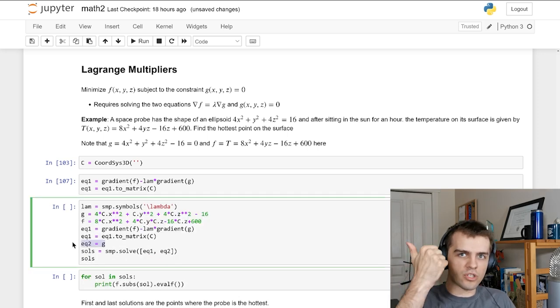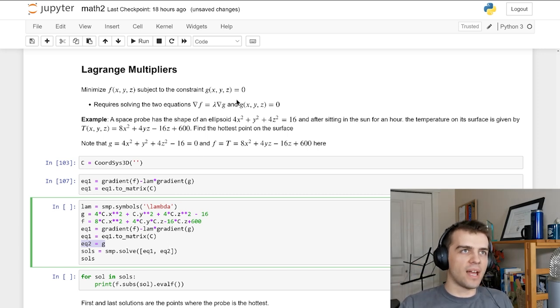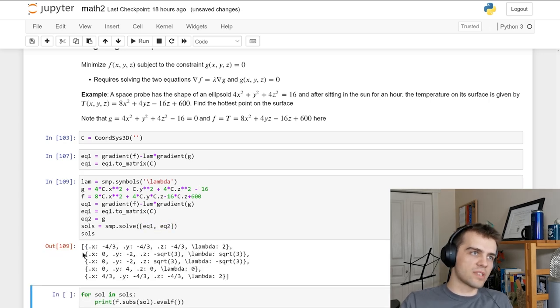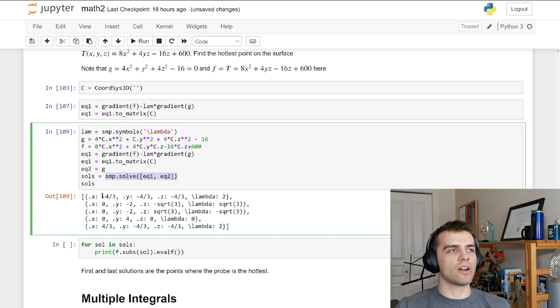So there are four unknowns, x, y, z, and lambda, that new thing we introduce. And there are four equations: the vector equation, which has three separate equations, and the other one here. I have these two equations I want to solve, which are this and this, my constraints. I can solve them using sym.solve, and it will solve these two equations simultaneously. And so I get all these different parameters for my solution here.